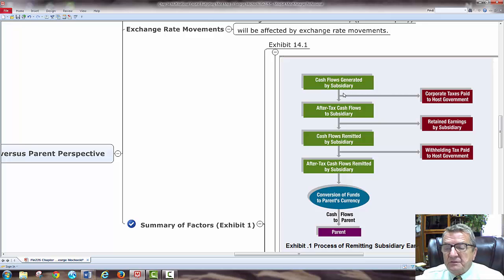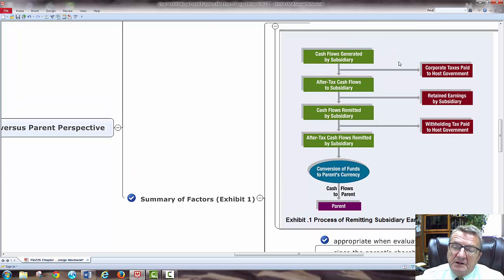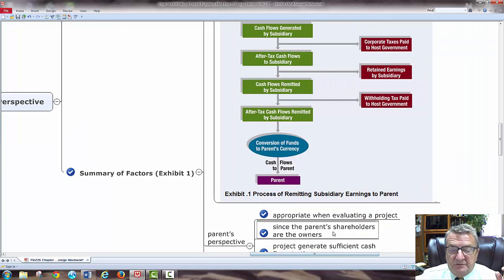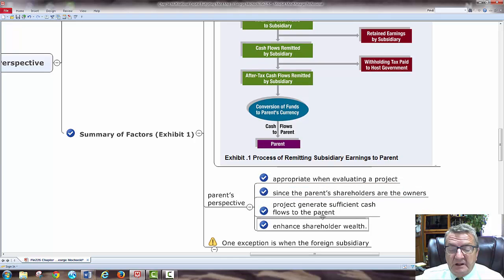It'll walk you through cash flows, corporate taxes paid, after-tax cash flows, when the money's coming in. It's easy to follow. You're adults, you're at college, I don't have to read it. You can just freeze me. Okay, parent's perspective: appropriate when evaluating the project, since the parent shareholders are the owners. You have to remember that.